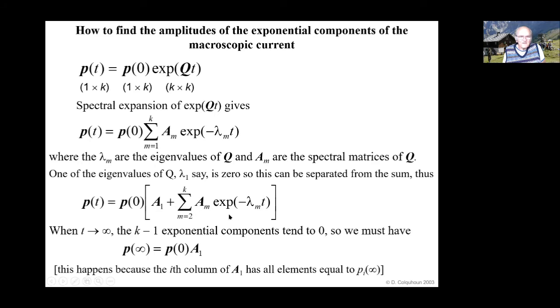Well, when time goes to infinity, the k minus 1 exponential components here all tend to 0. So we're left with the conclusion that at infinite time, the equilibrium occupancies are the initial occupancies times the first spectral expansion matrix. In fact, the only way that this can happen, regardless of what the initial occupancies were, because the equilibrium occupancies should be the same whatever the initial occupancies were, is that the ith column of A1 has all elements which are equal to the equilibrium occupancies. This is, in fact, another way of calculating the equilibrium occupancies.